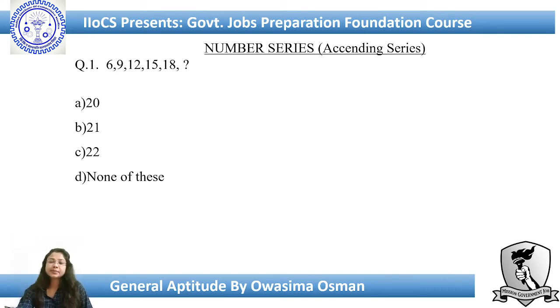Next, I am entering into the particular pattern of number series for today's session, which will be only ascending series, or increasing pattern, in all the number series, and we will solve this type of problem today. Okay. So our first problem of ascending series in number series is 6, 9, 12, 15, 18, and you have to find out the next term.